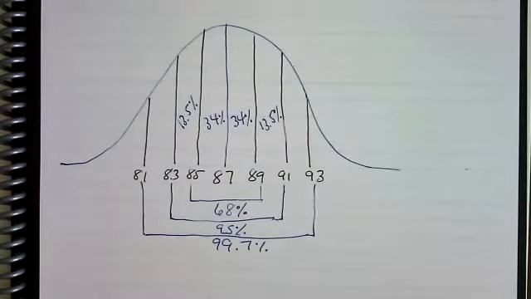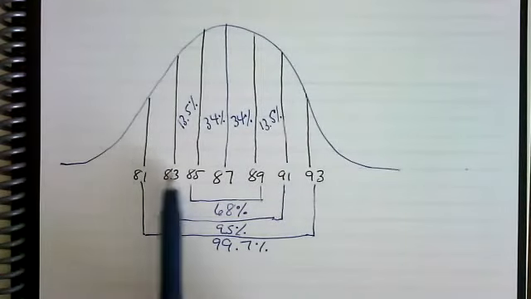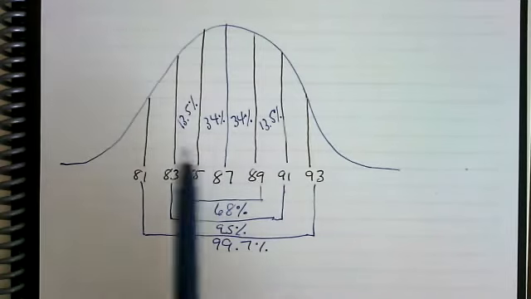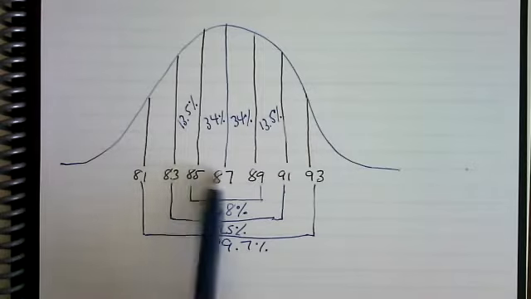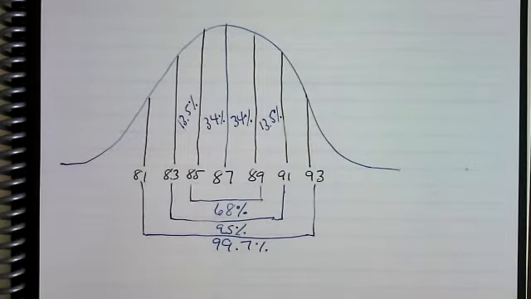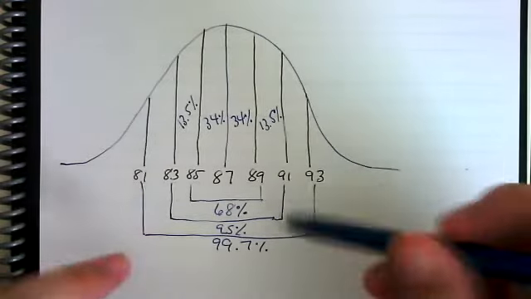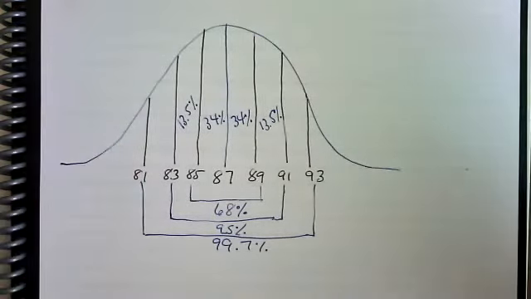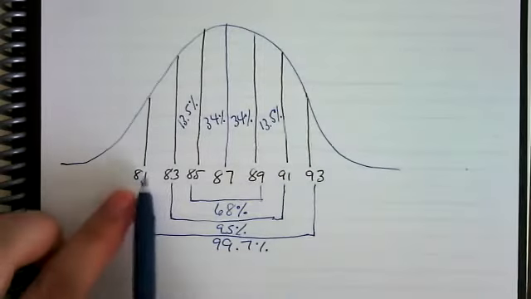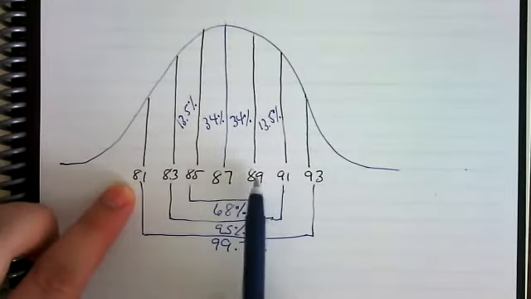If I want to figure out how many people scored between an 83 and an 87, I would just add these two together. So I would do 13.5 plus 34, and I would get 47.5% of people scored this high. Then you can figure it out for the rest of these as well. You're just figuring out these percentages. Then once I ask you something like, who scored between an 81 and an 89?